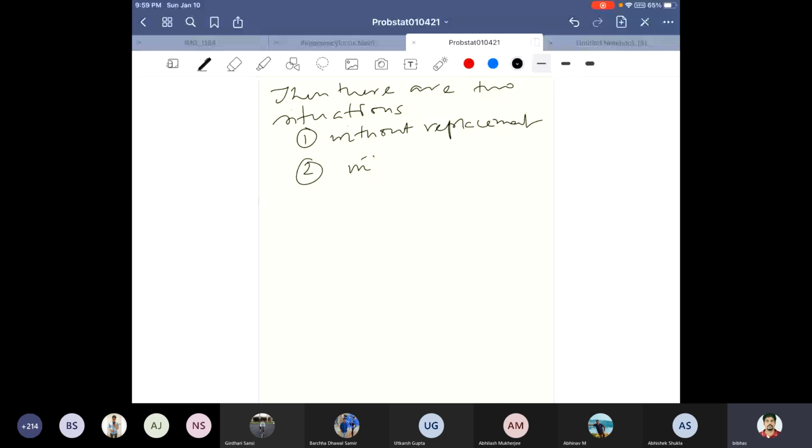Okay, now you want to find out. So what is the solution? For this, first we consider without replacement. So you don't want to replace this. Okay, then what is that?